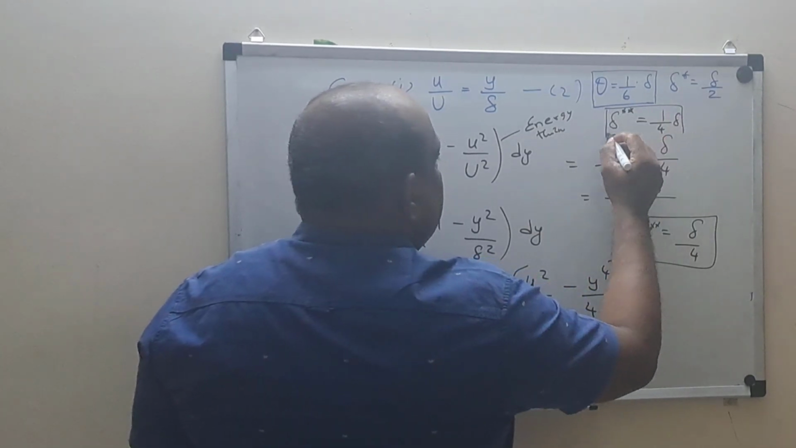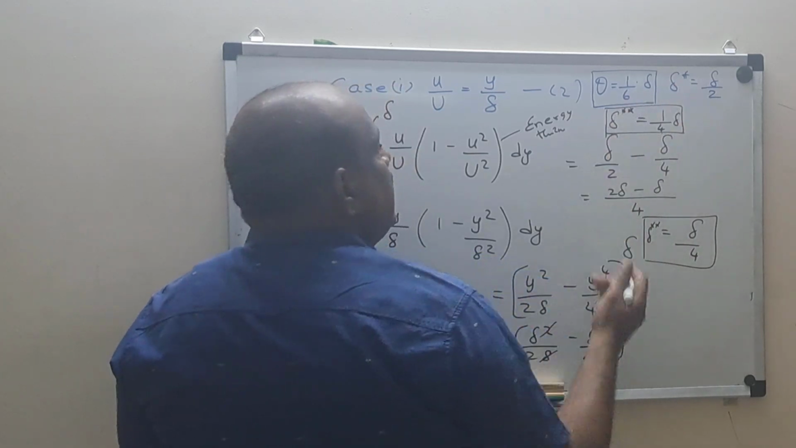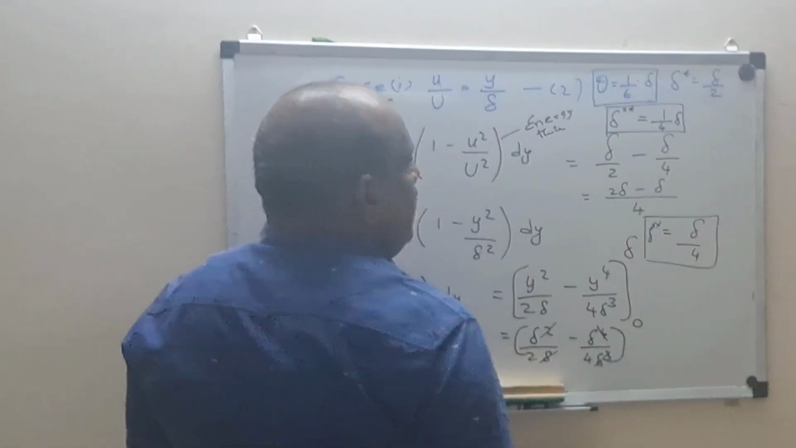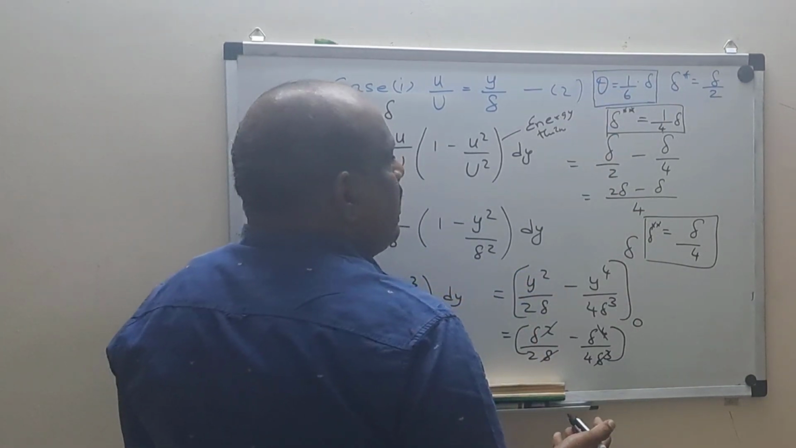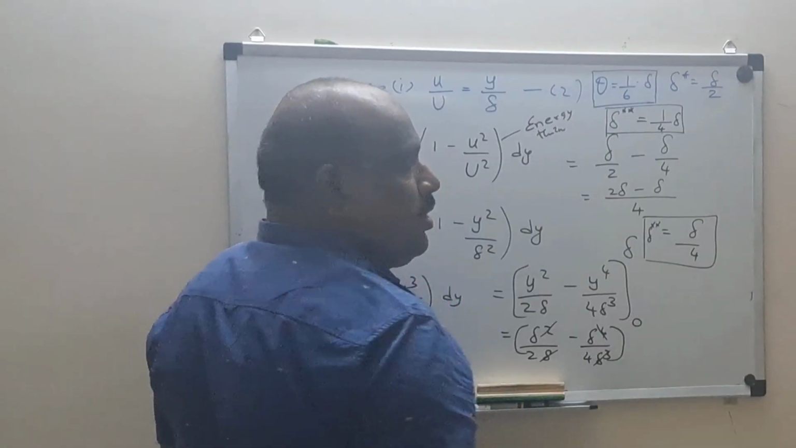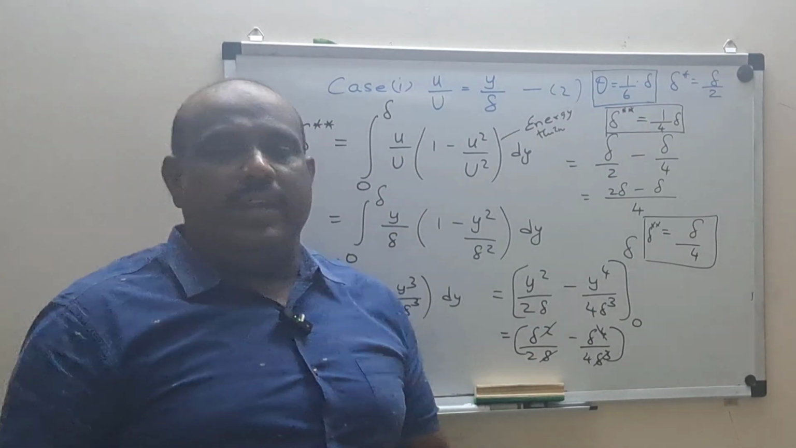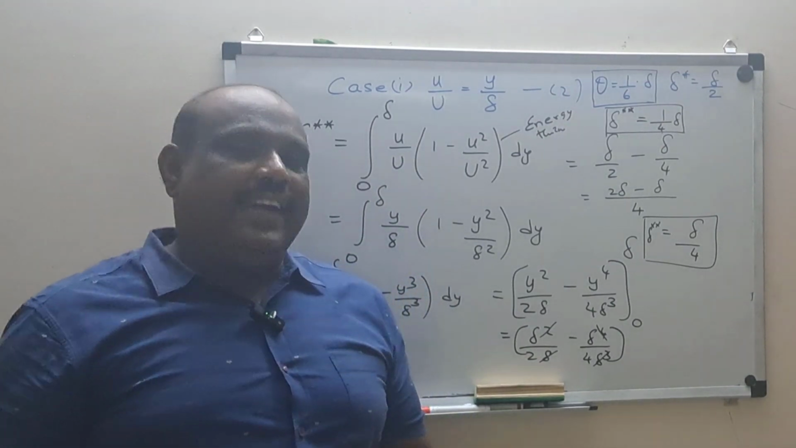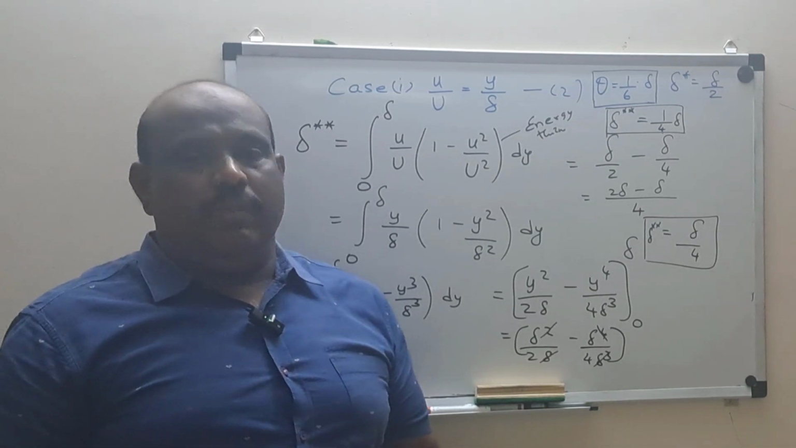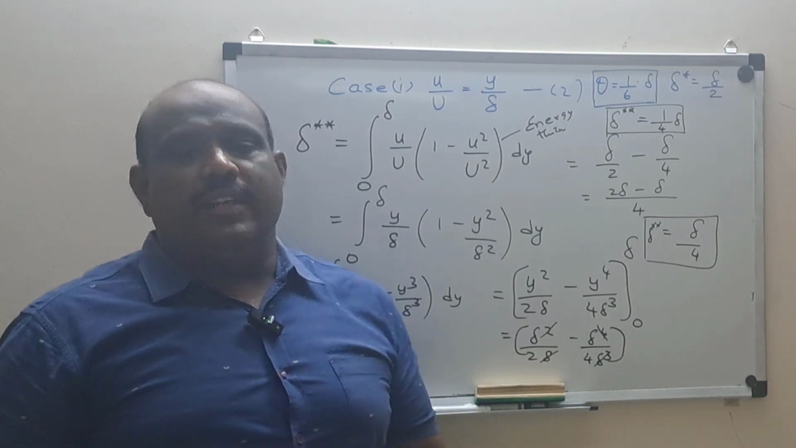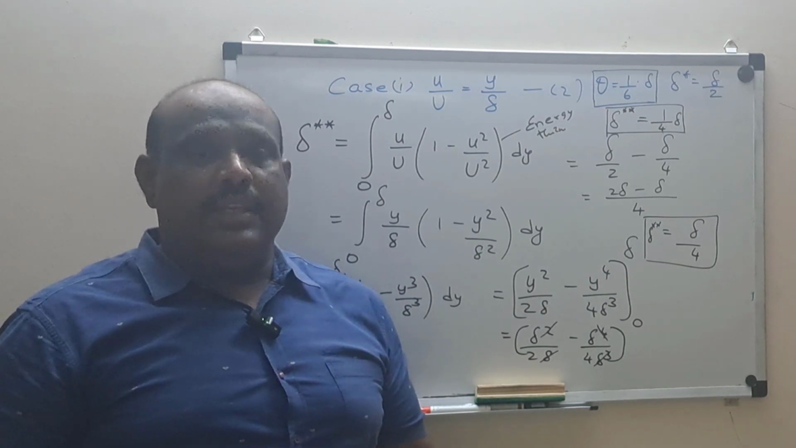So we can see that the displacement thickness is 1/2 of the boundary layer thickness. The momentum thickness is 1/6 of the boundary layer thickness, and the energy thickness is 1 by 4 of the boundary layer thickness. So we are able to correlate how much of the boundary layer thickness will be equal to the displacement thickness, the momentum thickness and the energy thickness.